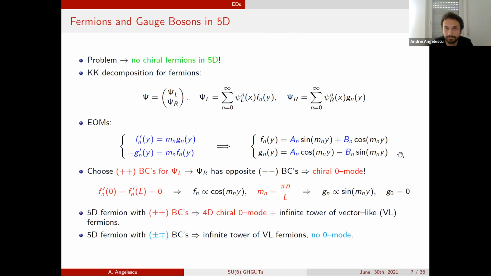And the nice thing is that once you choose, for example, plus-plus boundary conditions, so Neumann for the left-handed part, the right-handed part is going to automatically have minus-minus boundary conditions. And these minus-minus boundary conditions would kill the zero mode of this right-handed 5D fermion. So what is nice is that through boundary conditions, one can obtain a chiral zero mode for a fermion. Again, this is good for model building. As I said, these plus-plus or minus-minus boundary conditions will produce a chiral zero mode, and the mixed boundary conditions for fermions would produce no zero mode. And in each case, you would have an infinite Kaluza-Klein tower of vector-like fermions.